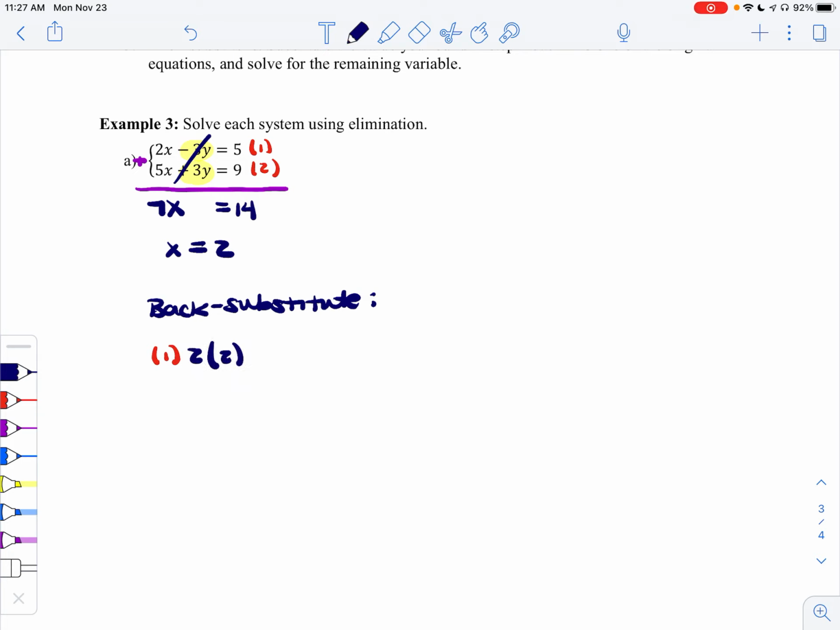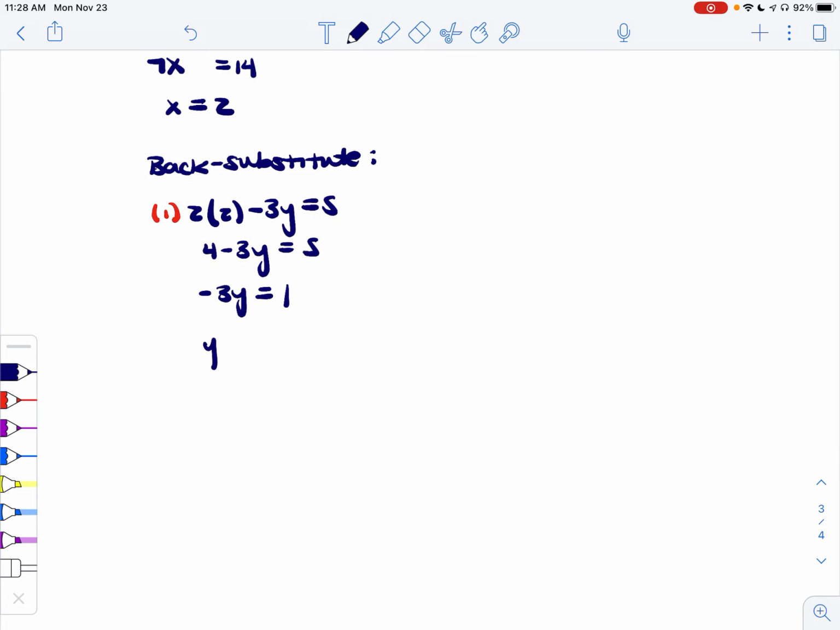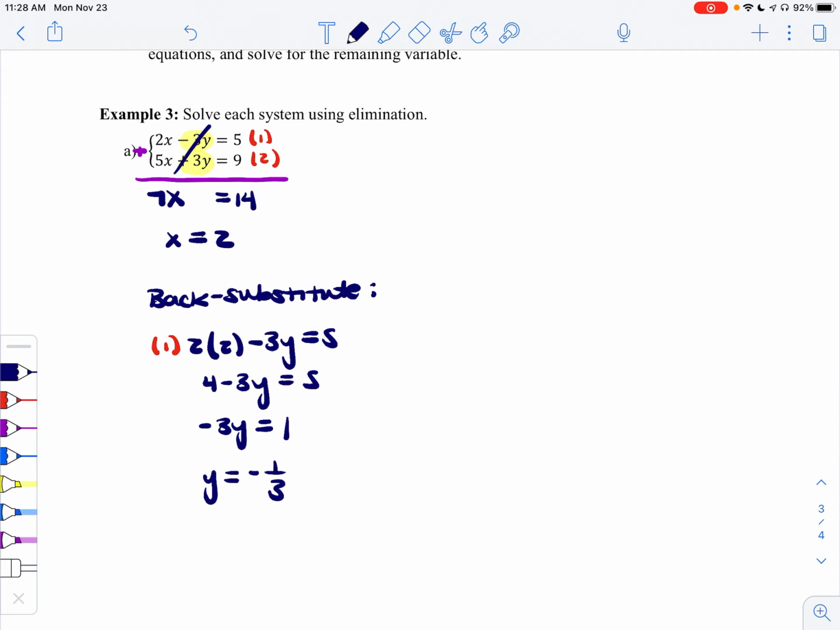And I'm just plugging 2 in for my x. Okay. All right, so we have 4 minus 3y is equal to 5. Subtract the 4 over. So negative 3y is equal to 1. Divide by the negative 3. And we end up with y is equal to negative 1/3. So the last step is just to write this as an ordered pair. So our solution is going to be 2, negative 1/3.